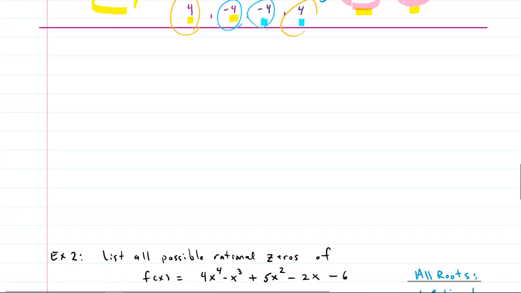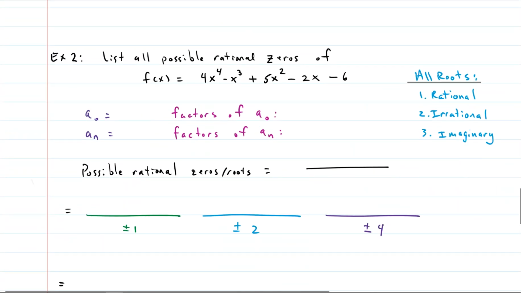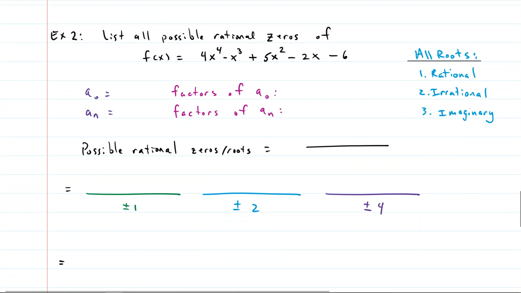All right, let's do another example and see how this one turns out. Let's start out with identifying the constant term, which is -6, and what is the leading coefficient? The leading coefficient is 4. So we write down 4.